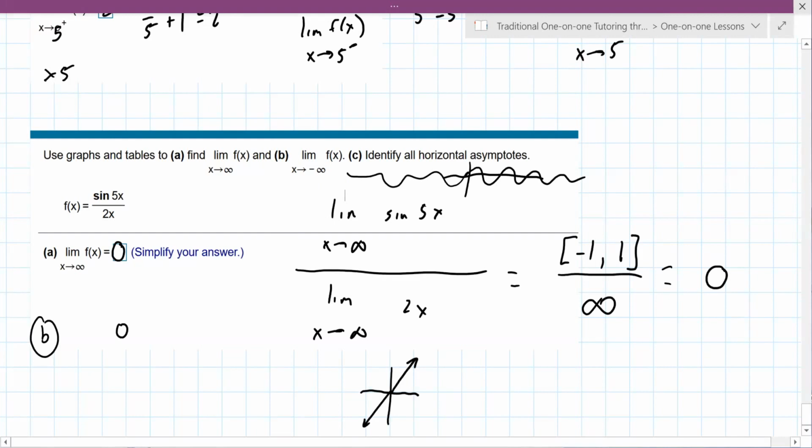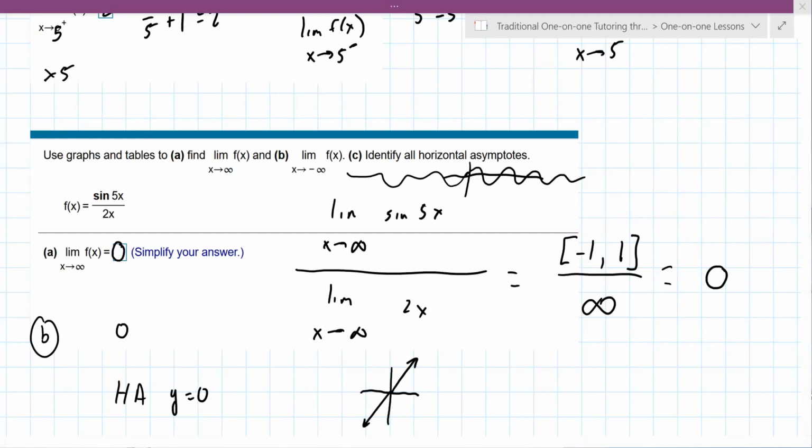So the horizontal asymptotes would be -1 and 1, right? No, the horizontal asymptotes are at 0. Horizontal asymptotes are at y equals 0. Wait, how is that possible? Because both of those go through.